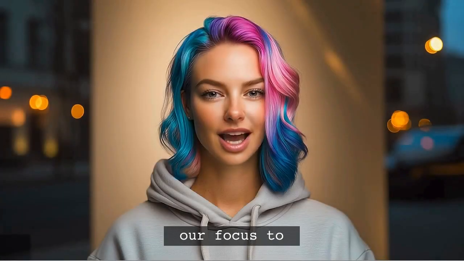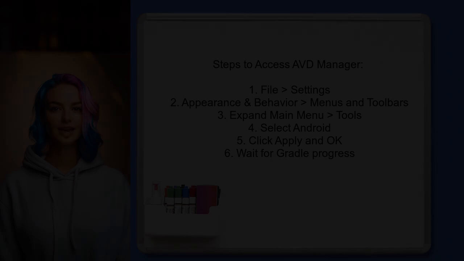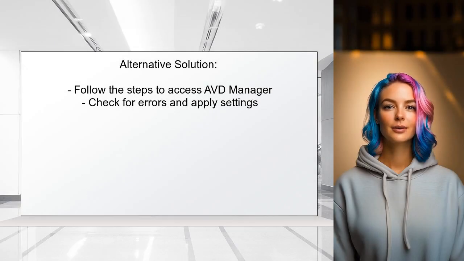Now, let's shift our focus to a different response. One user faced the same issue and suggests checking for errors at the bottom of Android Studio. If there's an SDK build error, click the link in the error log. Next, they recommend going to File, then Settings, followed by Appearance and Behavior, and finally Menus and Toolbars. Expand the main menu, select Tools, and choose Android. After that, click Apply and OK, then wait for the Gradle progress bar to finish. This approach may help you access the AVD Manager successfully.